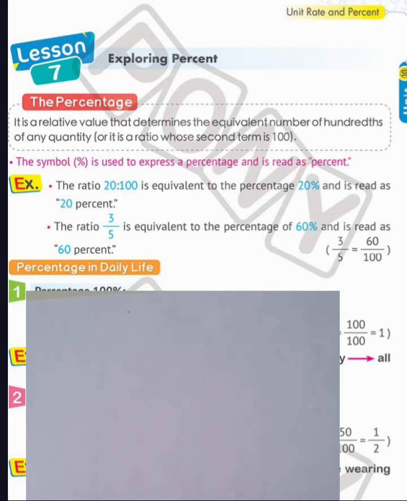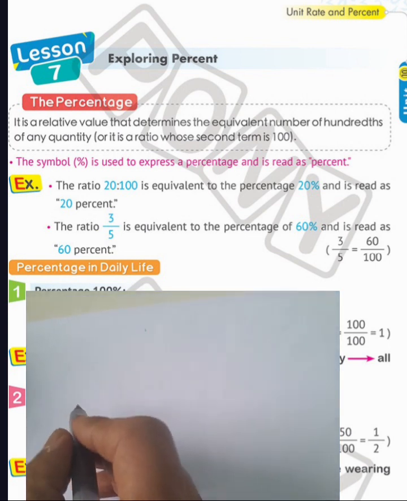its ratio whose second term is 100. It's the definition of percent. You can know this definition. It's a ratio whose second term is 100. Okay, what about the percentage? It's a ratio whose second term is 100.